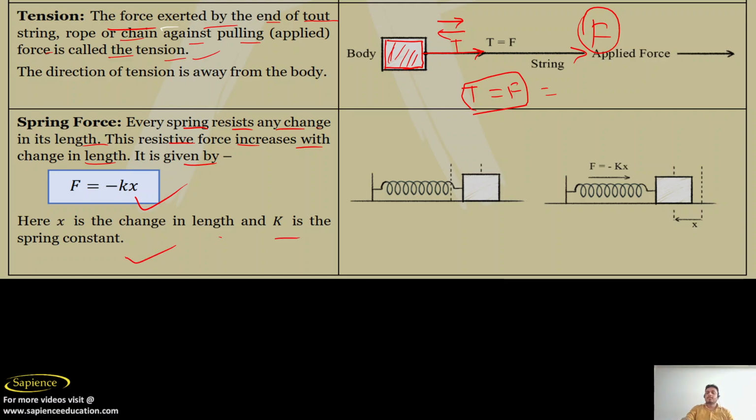Now I will explain you more details here. Let us consider a normal bench here, and you have connected one spring, and it is at normal length, and it is connected with this object.